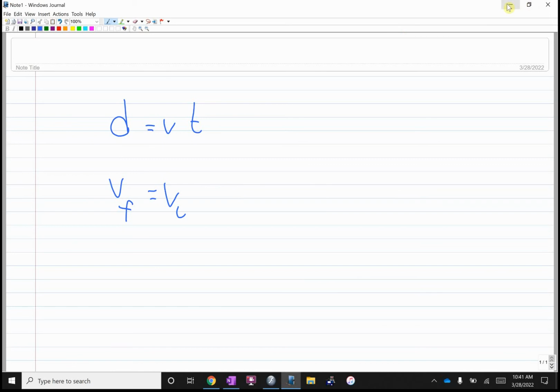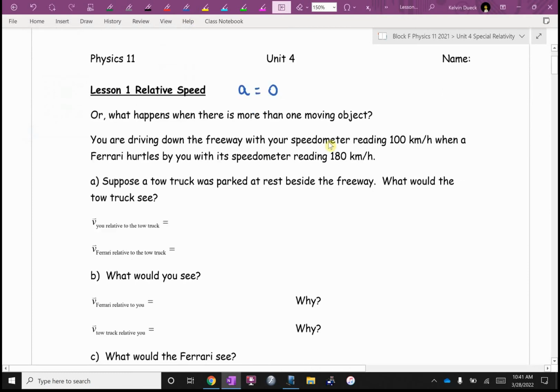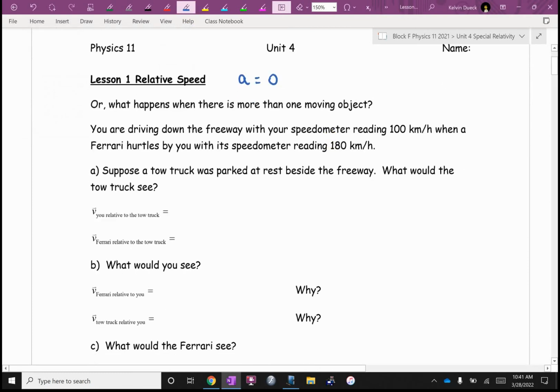And again, your trigger is going to be, we got two objects moving at different speeds. Let's put on our thinking caps. So relative speed, or what happens when there's more than one moving object? We're going to start out looking at relative velocity. We're going to look at the concept of direction, of whether it's positive or negative. And then after a little bit, we're going to say, you know what? We don't care about the direction. We just care about the magnitude. So read along with me.